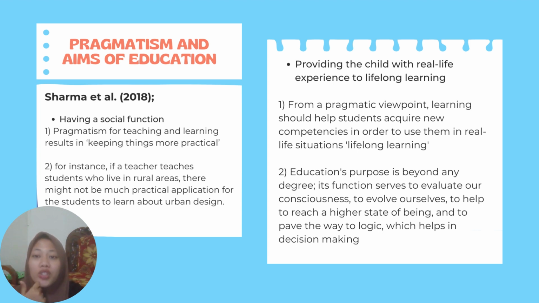The second one is providing the child with real life experience for lifelong learning. From a pragmatic point of view, learning should help students acquire new competencies in order to use them in real life situations. Thus, learning requires a scientific method where students can think, act, and try something new through experiences. As researchers and students interact with an ever-changing world, the rules and behaviors they discover may not work in other situations. Therefore, the goal of training is not to find a clear final pattern, but to learn the process of discovery and self-direction to use those skills in future situations.